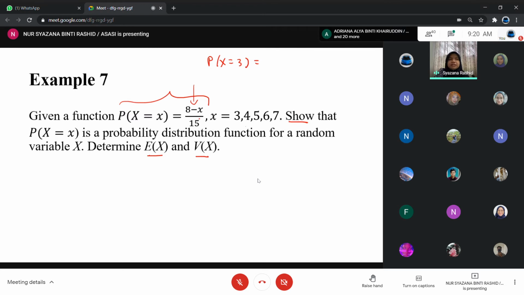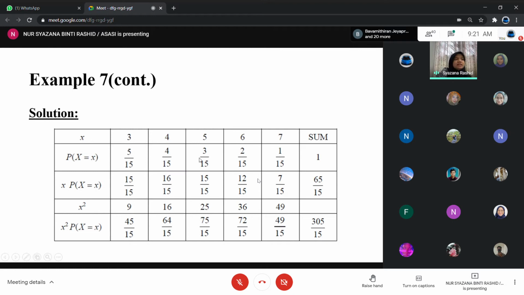Guna function ni. So for example, finding probability of X equal 3. So you akan ambil 3, substitute here. You take this 3, substitute here. So it become 8 minus 3 over 15. So sini jadi 5 over 15. So you akan buat semua. Substitute 4, substitute 5, substitute 6, substitute 7. So lepas you buat semua, you akan letak dalam table, dapatlah macam ni.